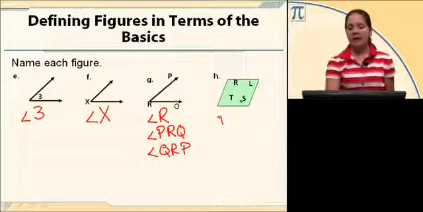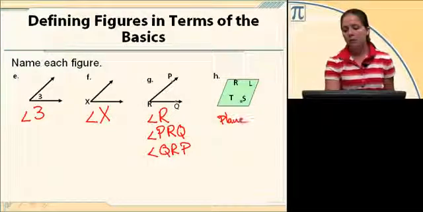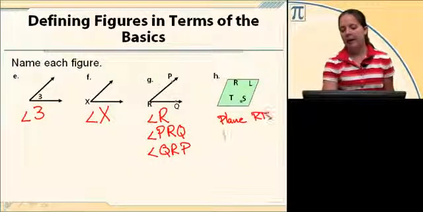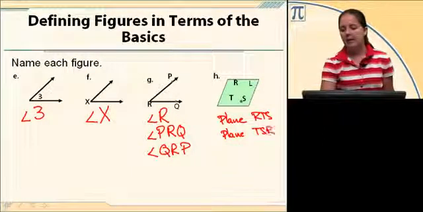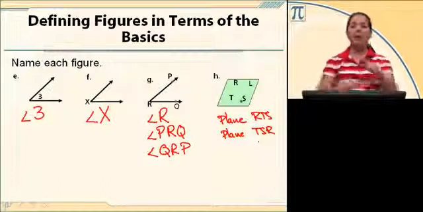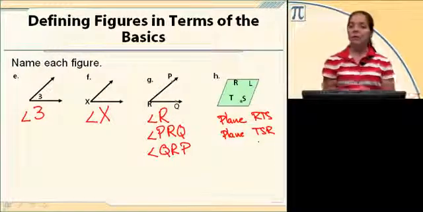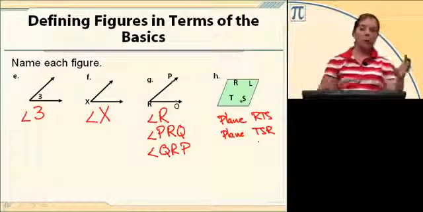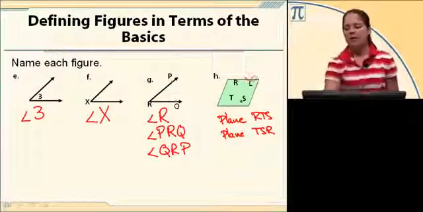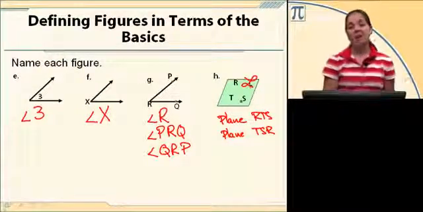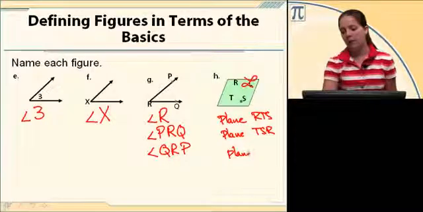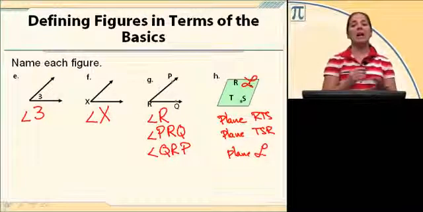H, that's a plane. So I've got plane RTS, plane TSR, plane SLR, any combination of those 3 letters, any order, doesn't matter. Now if this L were a capital script L, then we could say plane L and not have to use 3 letters.